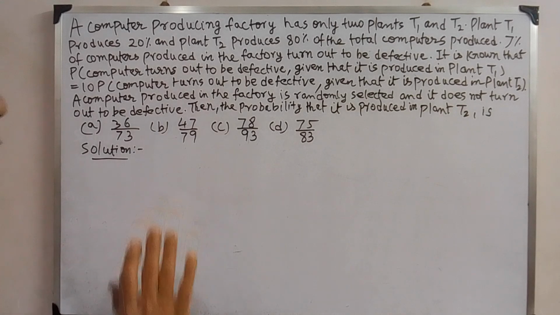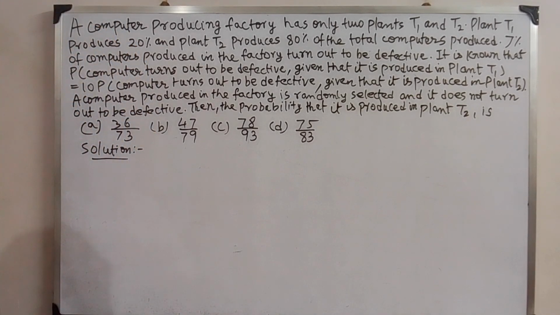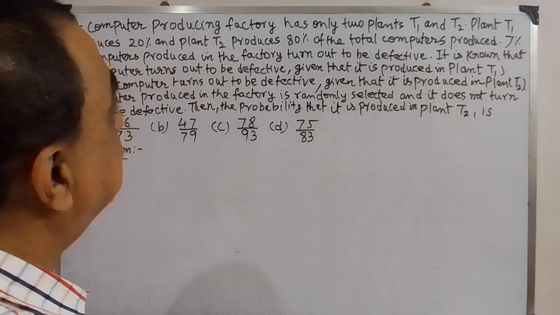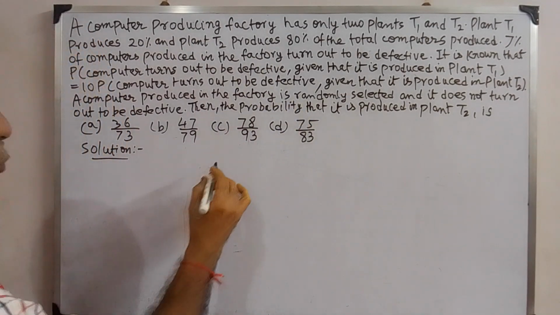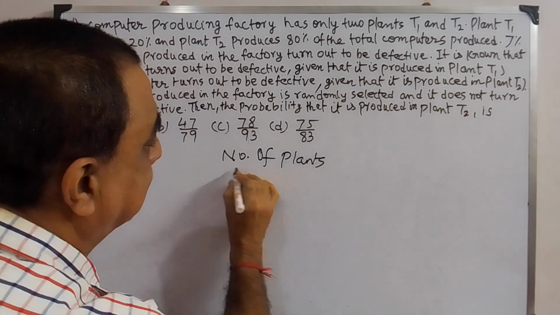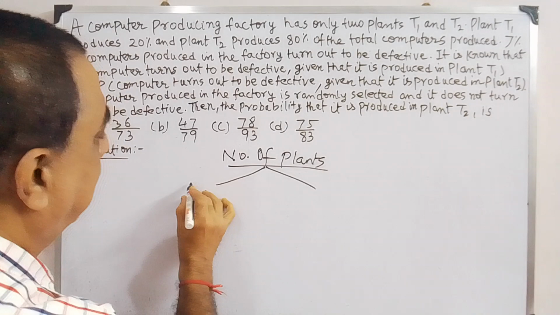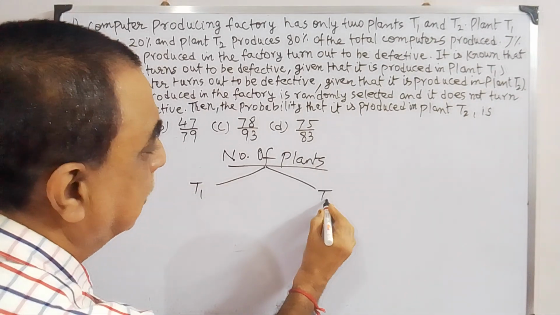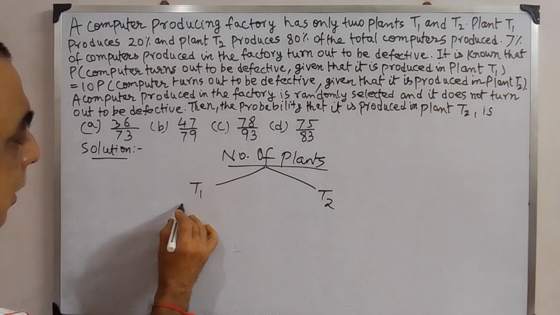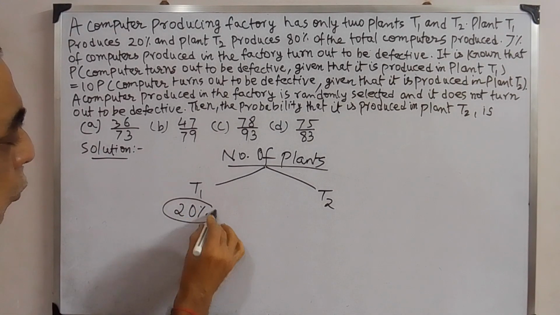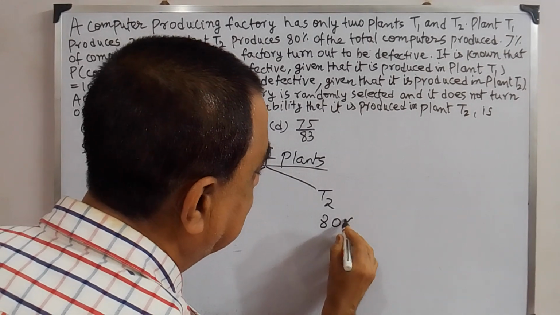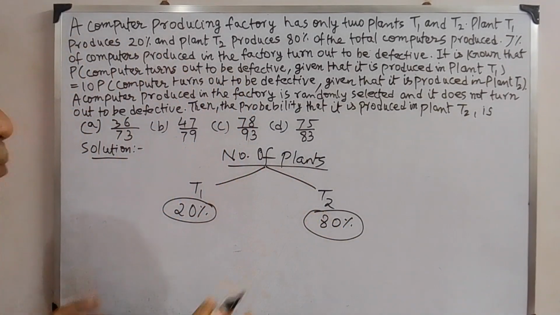Now see, first you understand the sum very clearly. What is the sum saying? The sum is saying that there is one computer producing factory. It has two plants, which are denoted in the question as T1 and T2. It is being told to us that T1 produces 20% of the total computers produced by the factory, and T2 produces 80% of the total computers produced by the factory.